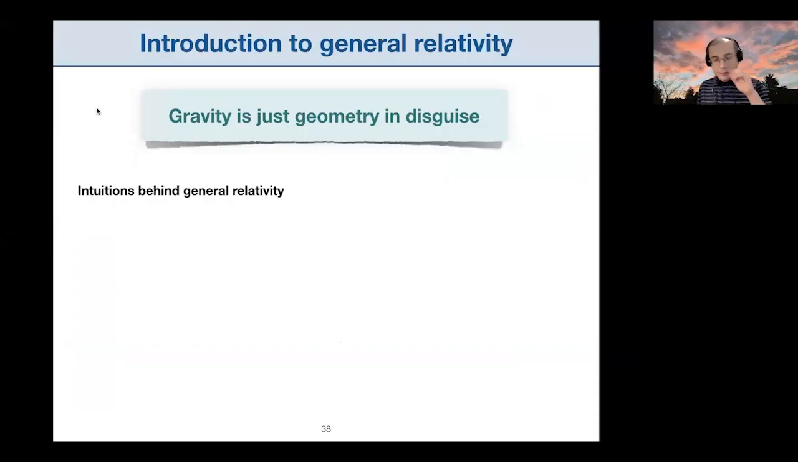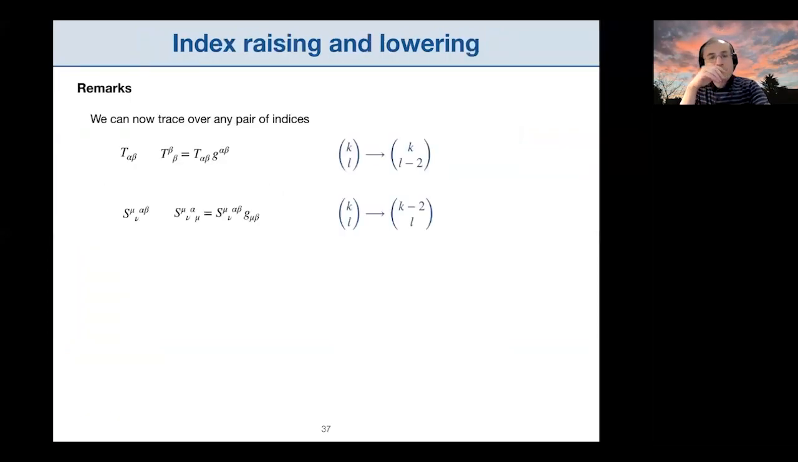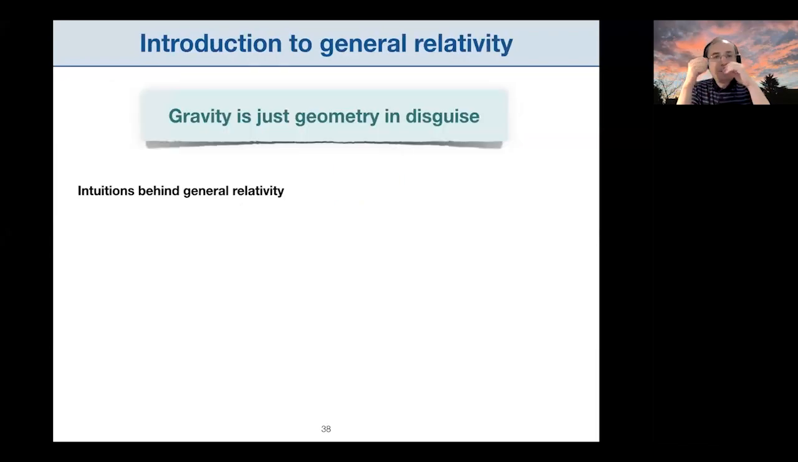Okay, so now it's time for the next full lecture. In the previous lectures, we were discussing tensor algebra, and now we go back to general relativity. We assume we know special relativity, we know tensor algebra, and now we would like to understand what kind of physical intuitions are behind general relativity. What were Einstein's ideas? How did he arrive at general relativity? What were his postulates?